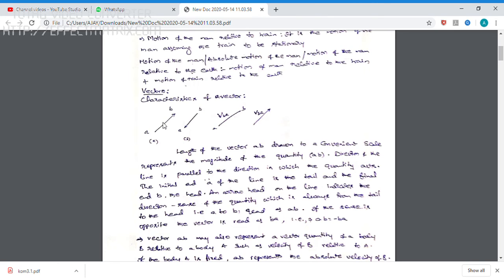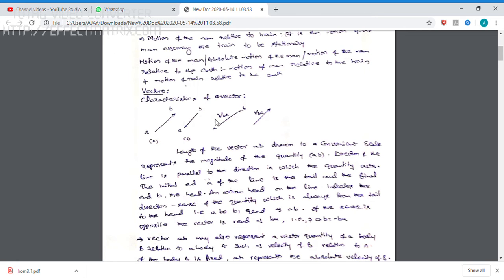In vector manner, whenever you are representing that quantity, we will take one suitable scale. In that particular direction, whatever the direction is, we will represent this AB line. In the same manner, if I write BA, it is in the reverse direction. If you compare these two, AB is equal to minus BA. Why did I take minus BA? Here it is changing its direction. That's why I took the minus sign. AB is equal to minus BA. Minus means it is changing its direction; it represents the sense of direction.